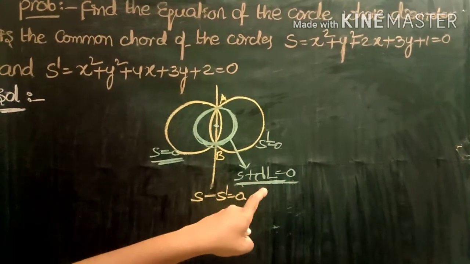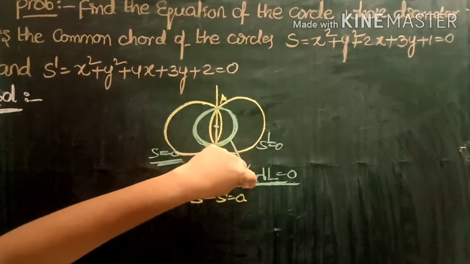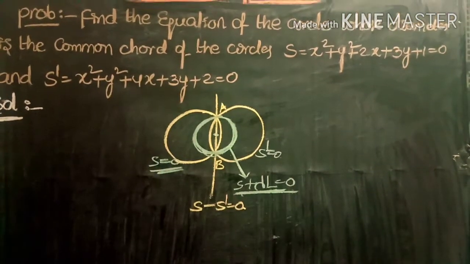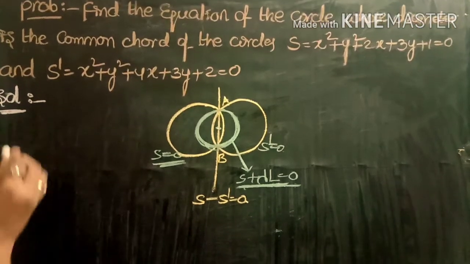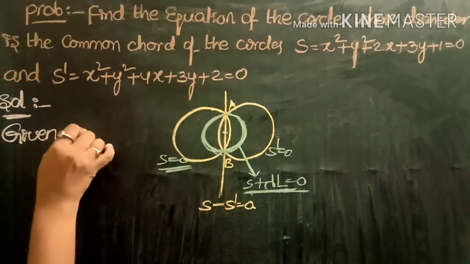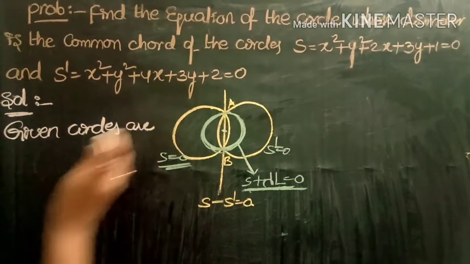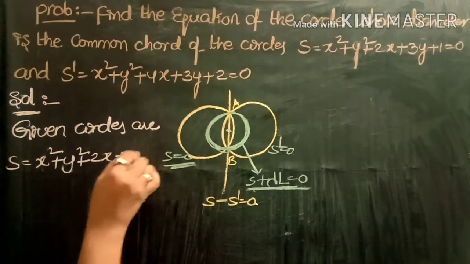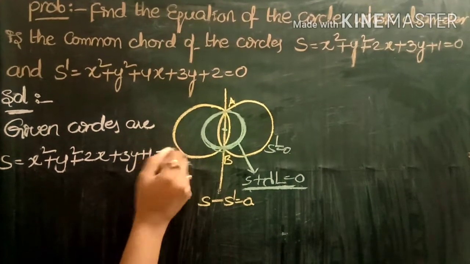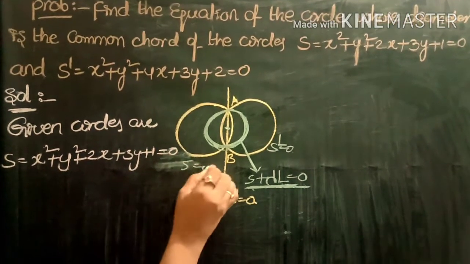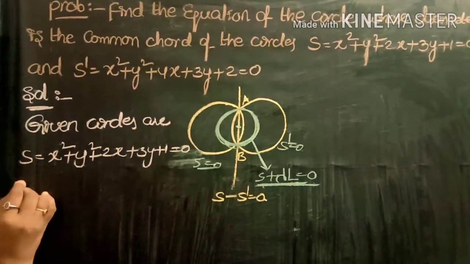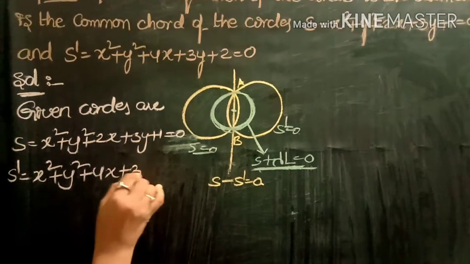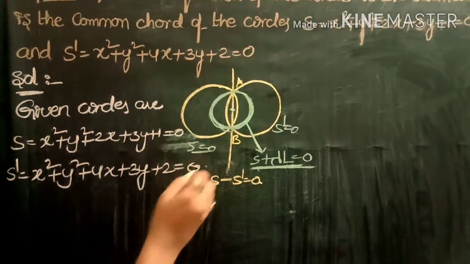So first we find the equation of the circle S plus lambda L equal to 0, and we take the center of this equation and substitute that center in the common chord equation to get the required answer. That is the procedure. So first we write the given circle equations. Given circles are: first equation S is x square plus y square plus 2x plus 3y plus 1 equal to 0, and second equation S dash is x square plus y square plus 4x plus 3y plus 2 equal to 0.